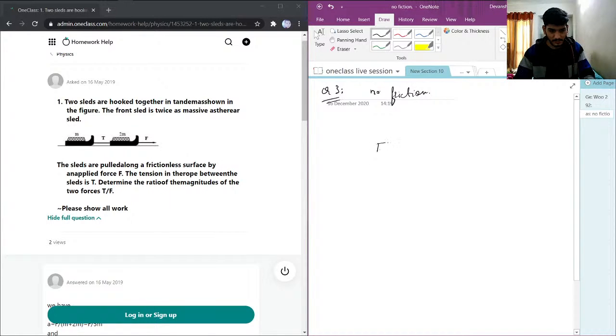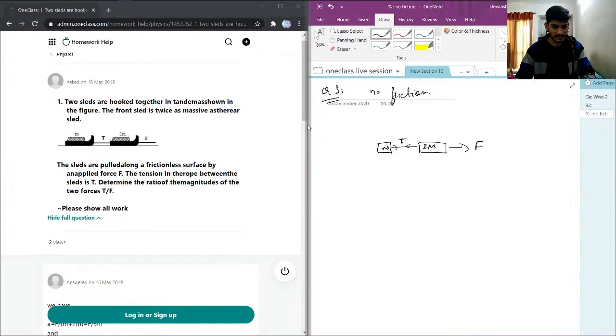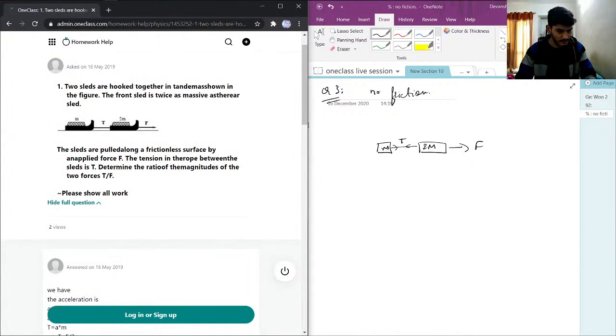Then we have, let me draw a block diagram. Mass m, force F, and then the tension in the rope between these sleds. So T is to be determined: the ratio of the magnitudes of the two forces, T by F.